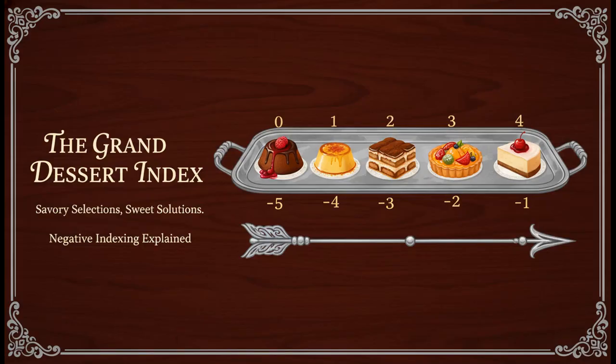And hey, here's a really neat trick. What if you don't know how long the list is, but you always need to grab the very last item? Well, you can use negative numbers. Index -1 will always give you the last item, -2 will give you the second to last, and it just keeps going. This is incredibly useful, you'll see.